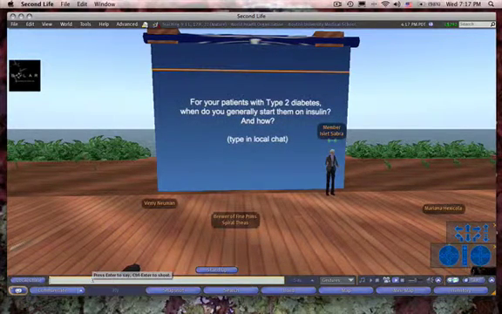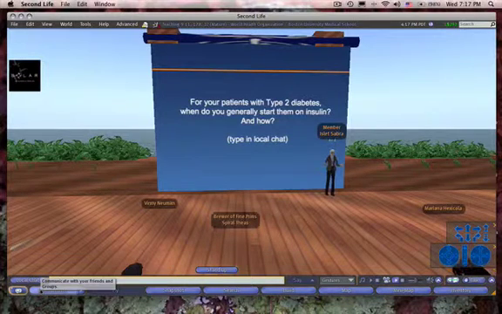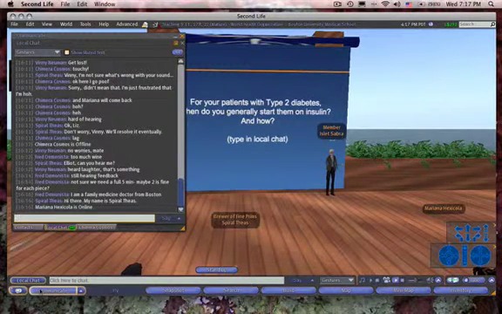So here's our first question. We said this is interactive. For your patients with type 2 diabetes, when do you generally start them on insulin, and how do you initiate insulin? Please type your response into the local chat box.